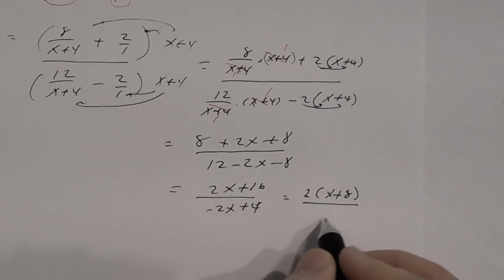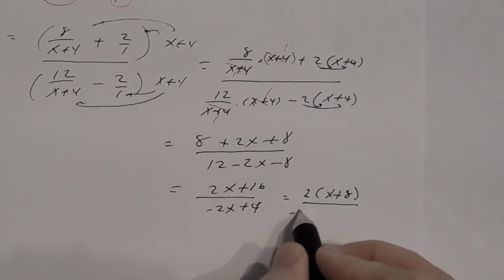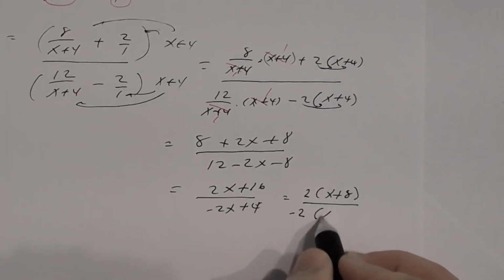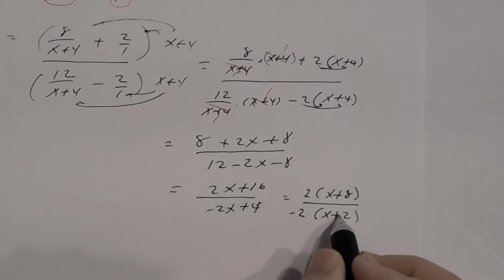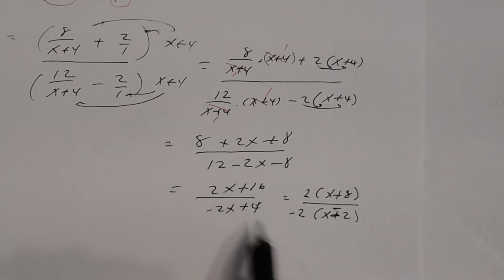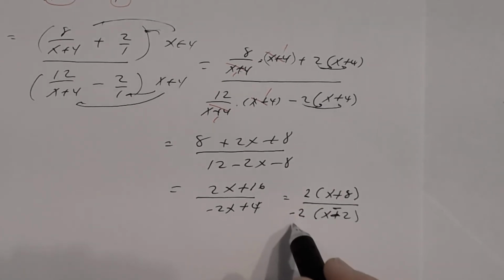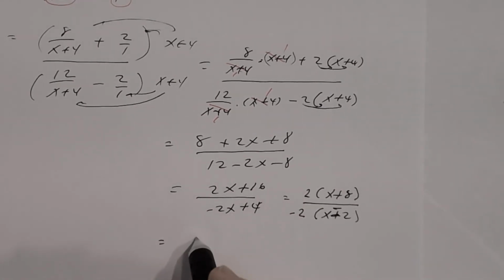Over here, I can factor out a negative 2. I get negative 2 times x plus 2. Y'all agree? I'm sorry, x minus 2, right? When I factor out negative 2, because negative 2 times x is negative 2x, and a negative 2 times a negative 2 is a positive 4. And then notice I can simplify these 2's. So let me go off over here and show you.